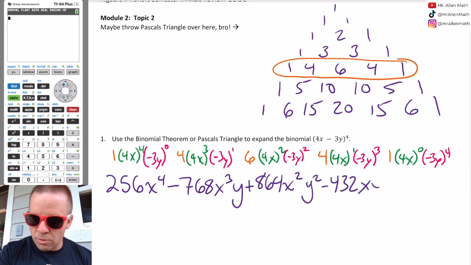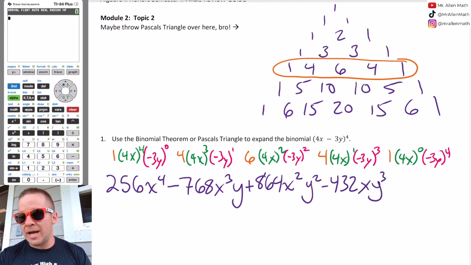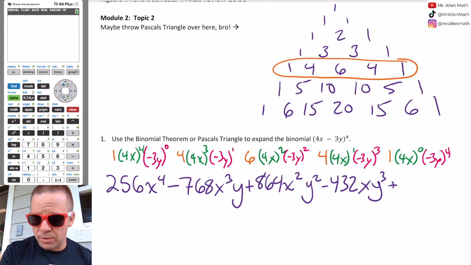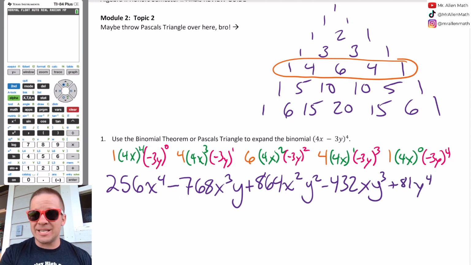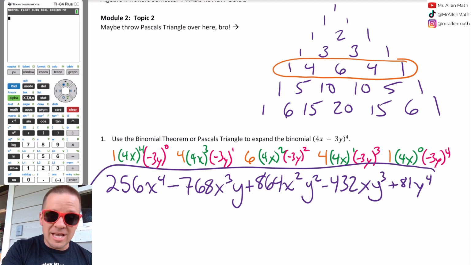And we got x, y to the 3rd. And then my last one here, that 4x to the 0 is just poof, it's gone. We just have negative 3 to the 4th, which is 81. Positive 81. So plus 81 y to the 4th power. And that's the entire thing. My goodness, that is awful.